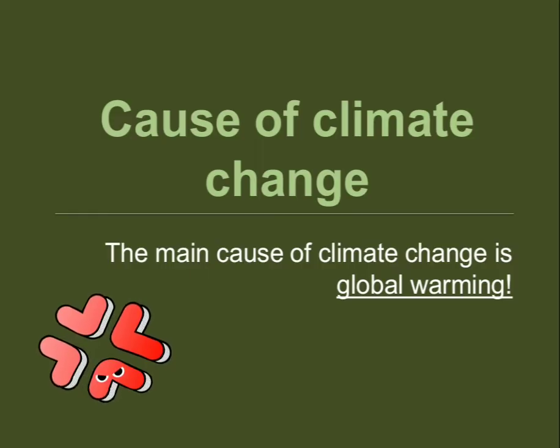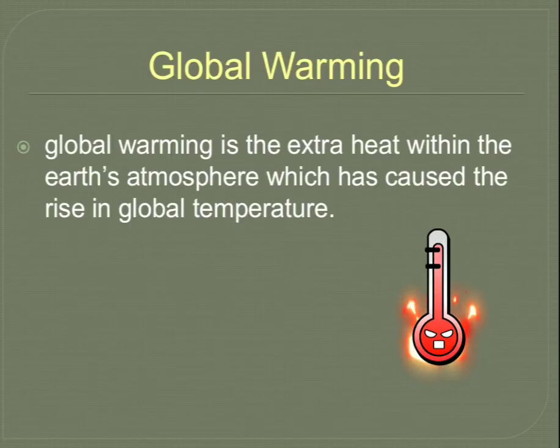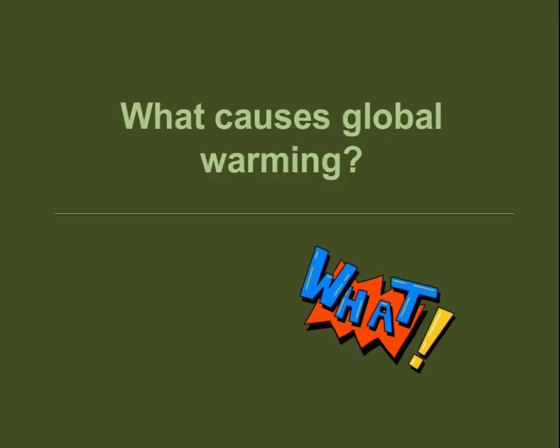Next, we are going to discuss the causes of climate change. Of course, the main cause of climate change is none other than global warming. Global warming happens when there is extra heat within the Earth's atmosphere, which has caused the rise in global temperature. So what causes global warming?